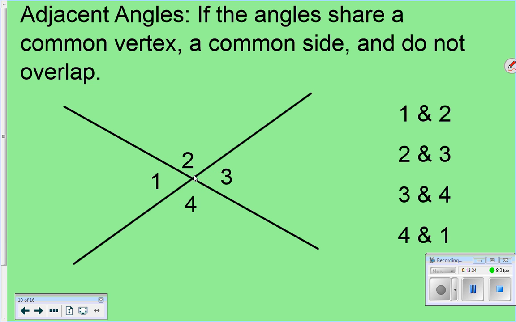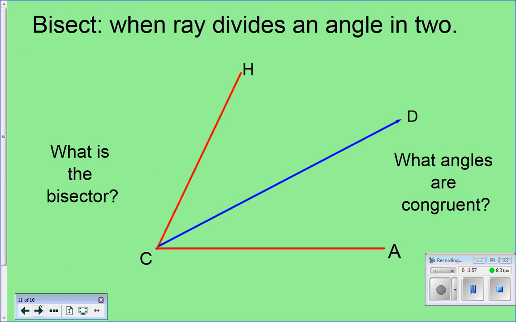Okay, so adjacent share a side. Like 1 and 2 are adjacent because they share this side. 2 and 3 are adjacent because they share this side. 1 and 3, here's 1, and here's 3. See how they don't share a side? They are not butted up next to each other. That's why. Good question. Okay, let's see here.